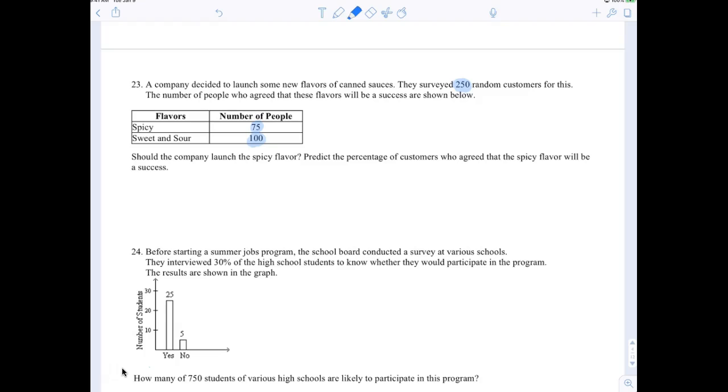Come on, don't worry about what's on the test. Learn the material. Should the company launch the spicy flavor, what would you say? I would probably say no, because what percent of the people liked it? Let's figure out the percent of people who liked it.